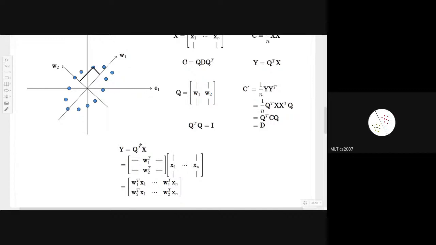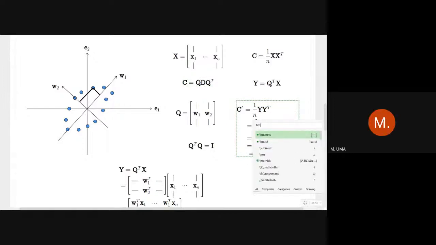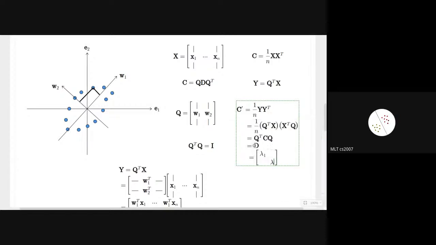Okay, now I'm just substituting what Y is. Y is Q transpose X, and Y transpose is X transpose Q, right? How do I go from this step to the next step? Bracket manipulation. Okay, and how did C come about here? This is X X transpose. The bracket should be shifted. So X X transpose by N is C, and you see that Q transpose C Q is nothing but the diagonal matrix, because Q Q transpose is I, and if you multiply this matrix on the left and right by Q transpose and Q, you will end up with the diagonal matrix. So what is the diagonal matrix? The eigenvalues, exactly. It's just lambda 1 and lambda 2, because here it's a 2D case.